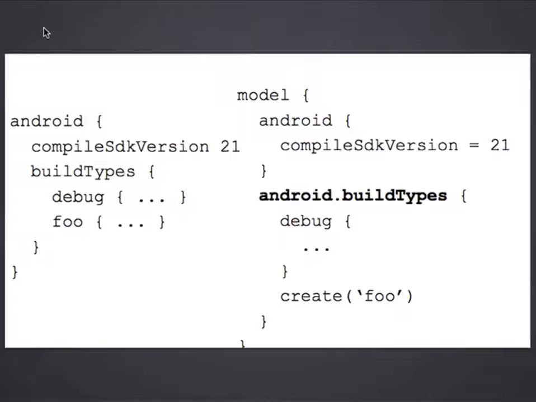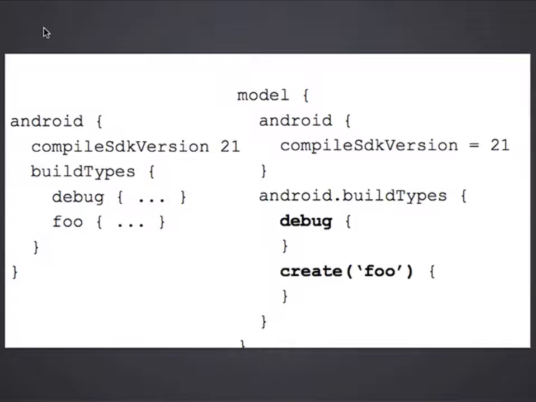And then the other part that I mentioned is, here, debug, we have a default rule where we create debug. So if you want to configure it, you can just do that. Debug, you put your closure, it just works. But if you want to create a new one, you have to call create, which is basically the same that you would do in code, where you would do the model map of build type dot create, and then something, and then a closure to configure it. So on the left, you don't have to do that. When it finds foo, or when it finds debug, the domain object container will either say, if it's not there, I create it, or if it's there, I just allow you to configure it.